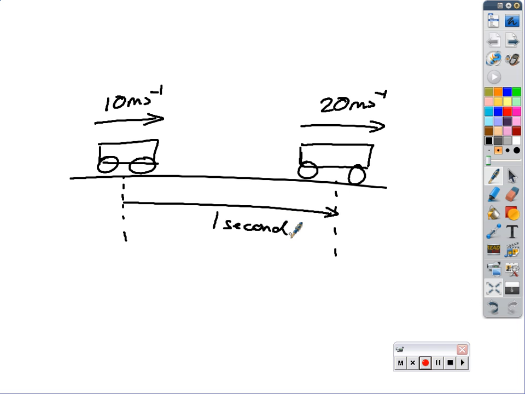So if it gets from here to here in 1 second, and it's 10 metres per second here, 20 metres per second here, by how much has the speed increased per second? 10. Don't shout, please. So Matthew said 10 metres per second. So the speed increase per second is 10 metres per second. Let's say that it now takes 2 seconds to get from there to there.